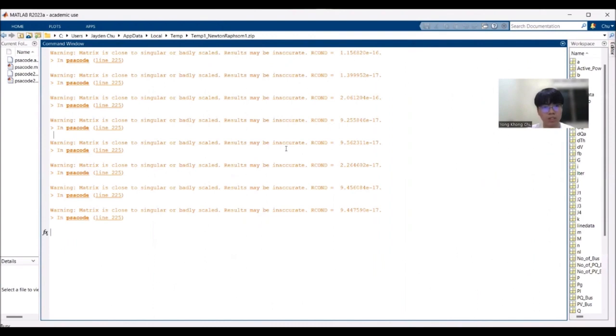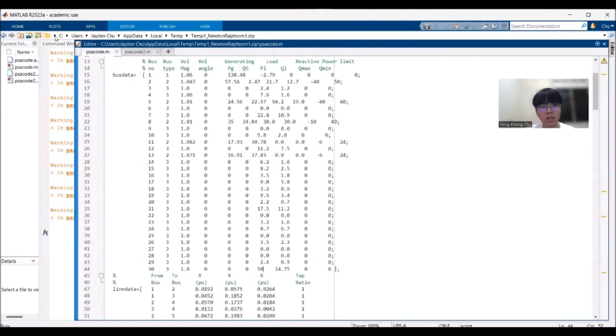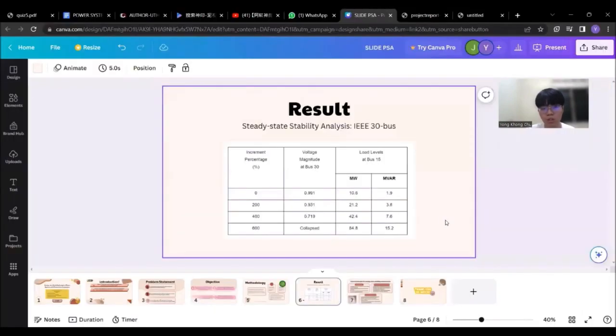Okay, so now the system is collapsed. Okay, so based on this result, we can go through the discussion, and I will let my teammate discuss the result. Thank you.